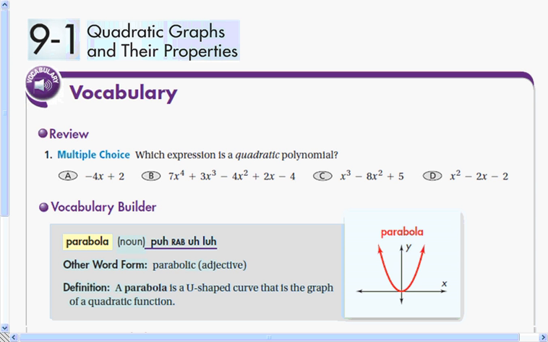So 9.1, quadratics and their graphs. We're going to learn how to graph quadratic functions of the form y equals ax squared and y equals ax squared plus c. Go ahead and do this review. I'm going to pause now, and you can check back for your answers.